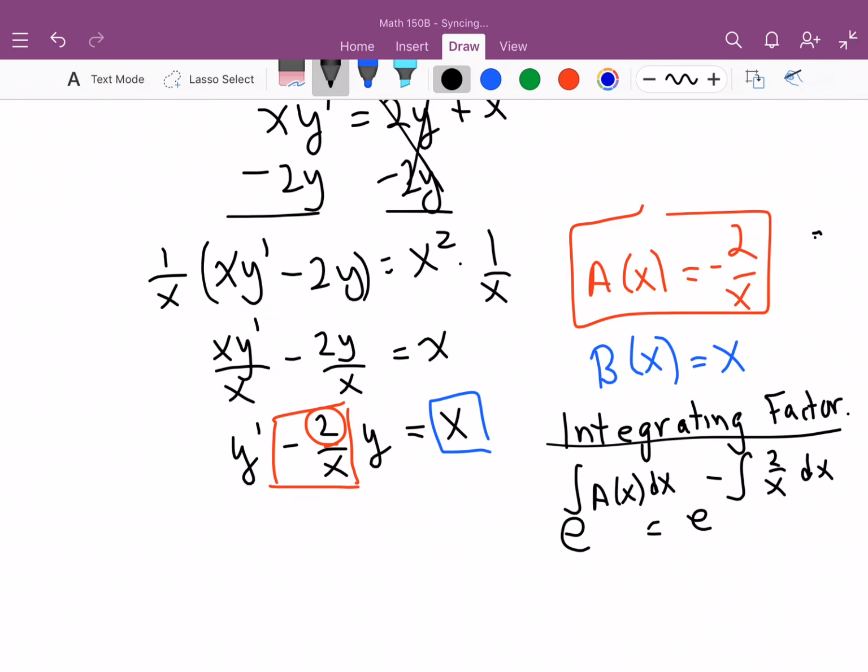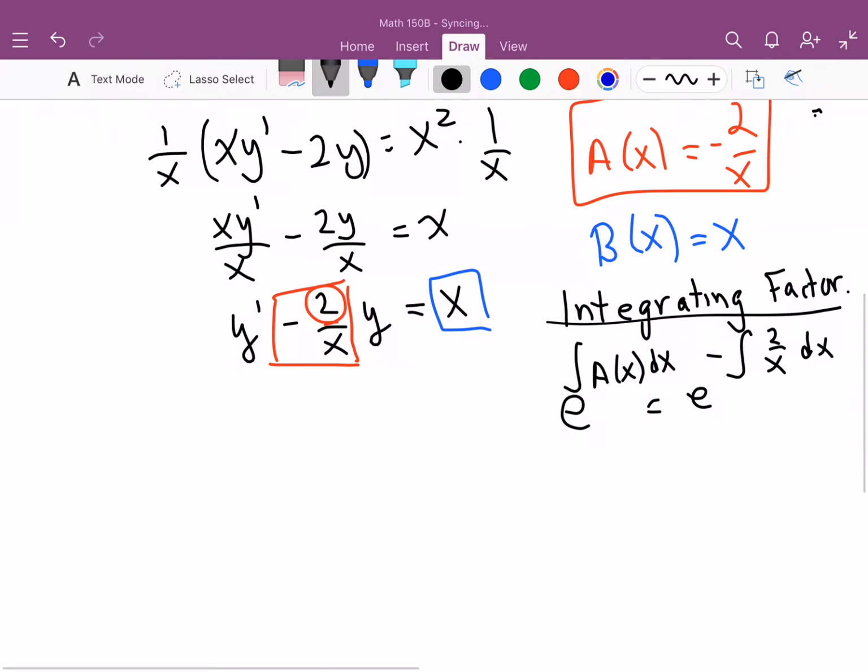Okay. And so I've got to do a little bit of integration here, hence the term integrating factor. That's where the integrating part comes from, because we're going to do a little bit of integration here. So e to the negative 2, the integral of 1 over x dx. Luckily, this integral is something that you've seen many times already this semester.